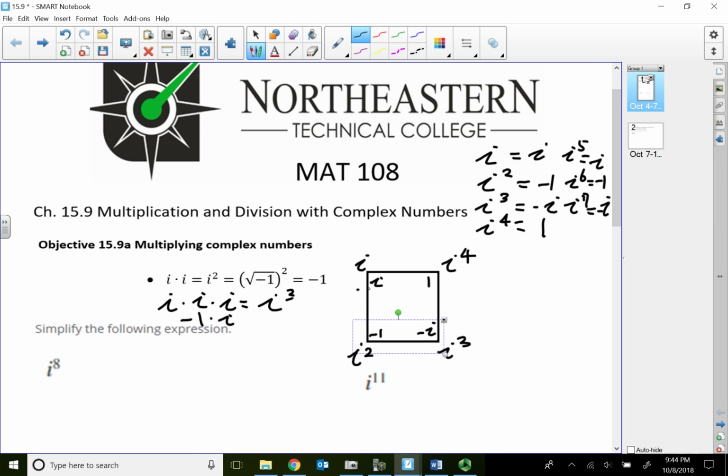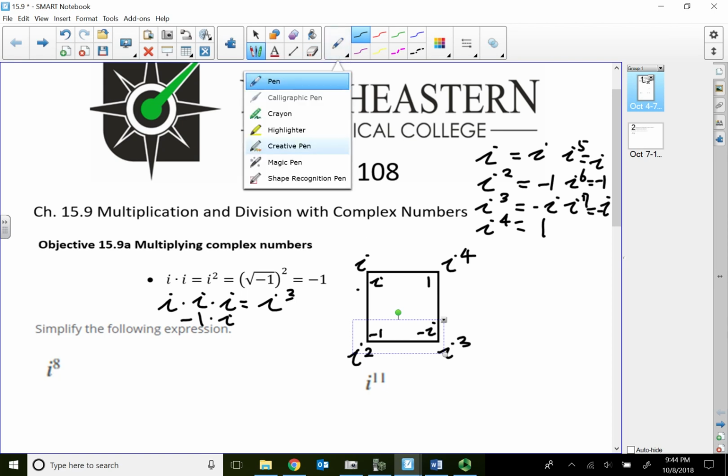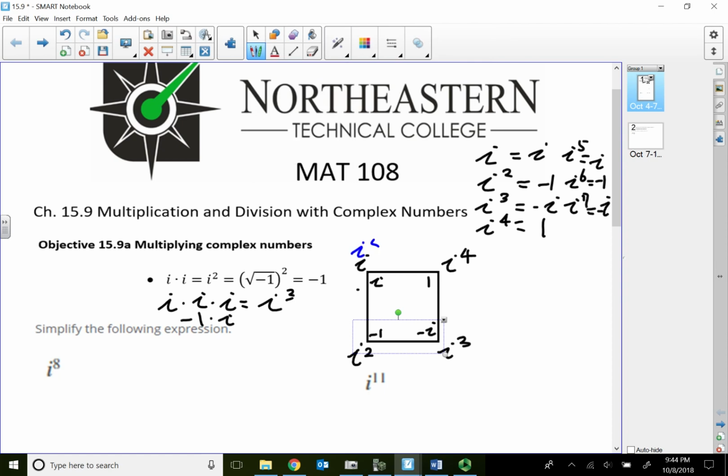So if I go all the way around and go back to i, after 4 is 5. This is i to the fifth, then i to the sixth, i to the seventh, i to the 8. So i to the 8 lands on i to the 4, which is 1. That's why my i to the 8 is equal to a positive 1.